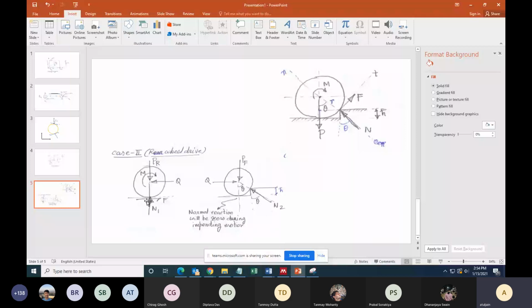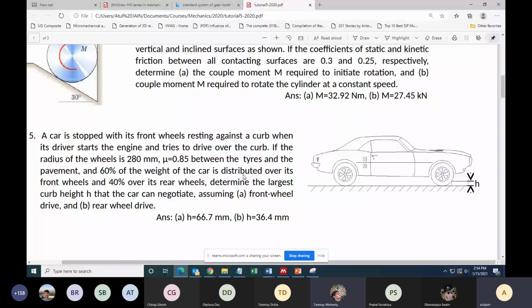And based on the answer, what conclusion can we make? Which is a better option? Front wheel drive. Yeah, if you have front wheel drive, we can overcome much bigger hurdles. However, if we had a hurdle here in the back wheel, if somebody kept a stone in between the two tires, then a rear wheel would be better. But in general, a front wheel is better. It's more likely that I will have an obstacle in front of my car rather than in between my car.